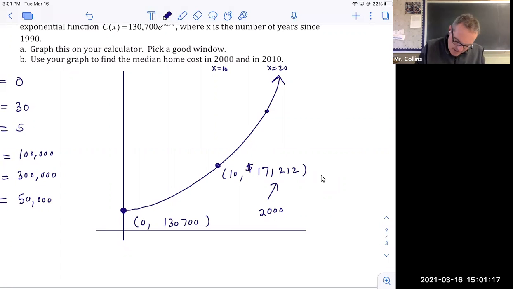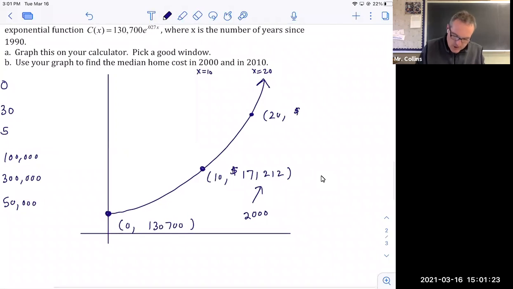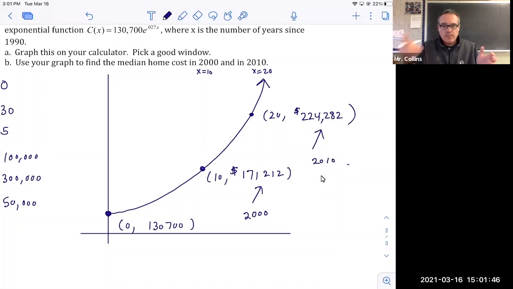And at year 20, and by the way, I encourage you to not just watch me. Use Desmos and actually do this, or use your TI-84, whatever you have. The median cost of a house, and again, it obviously depends on where you live, right? About 224,282 is what I got. And that's the answer for 2010. So, a couple ways. You can plug the number in, or if you're a grapher person or you have a graph, you can just trace the graph and look at the Y values, right? That's the whole point of having a model.